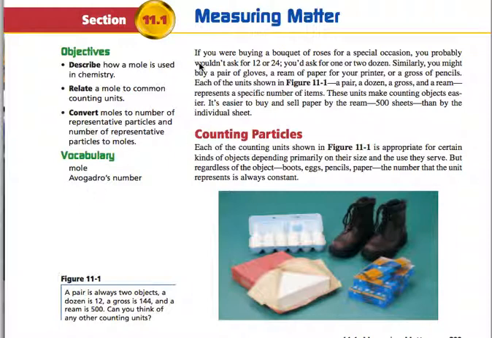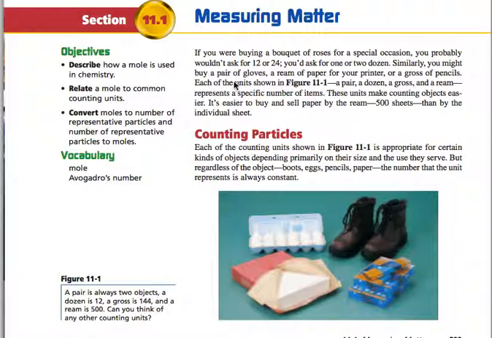Okay? If you were buying a bouquet of roses for a special occasion, you probably wouldn't ask for 12 or 24. You would ask for 1 or 2 dozen, especially if you were in the United States where things are sold in dozens. A dozen is 12 of any item. Okay, so eggs and roses and pencils are all sold in dozens in the United States.